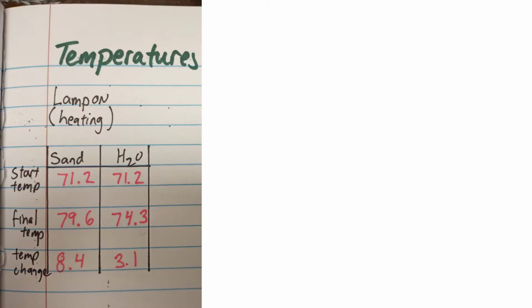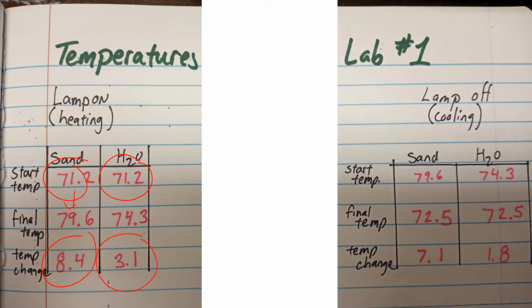First of all, let's look at some final results, and your results might be different than mine in terms of the numbers, but the pattern should be the same. We had something like this, where we had our sand and our water started off at some temperature, and you should have seen that the sand actually got a little bit hotter than the water. The sand changed temperature more than the water did, even though they were sitting underneath the same lamp. Now, the same thing happened on the cool down side.